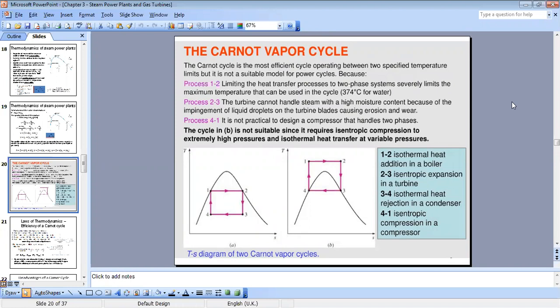Okay, so what is the idea of this cycle? We have experimentally proved that it is the most efficient cycle that is possible. Okay, and it consists of, as you can see here, two isotherms. So when I say isotherms, it means processes at constant temperature. Okay, so you have two processes at constant temperature, and you have two other processes at constant entropy.